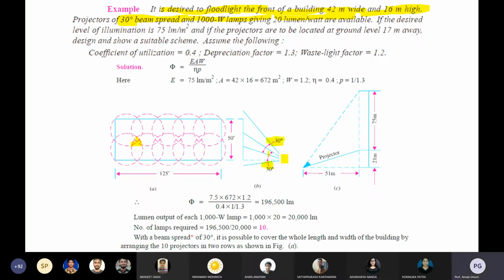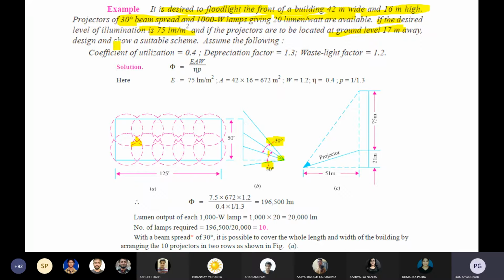So now what you need to do, if the desired level of illumination is 75 lumen per meter square, and the projectors are also located at ground level 17 meters away, design and show a suitable scheme. Assume the following: the given coefficient of utilization, or utilization factor, is 0.4, depreciation factor 1.2, waste factor is 1.2.